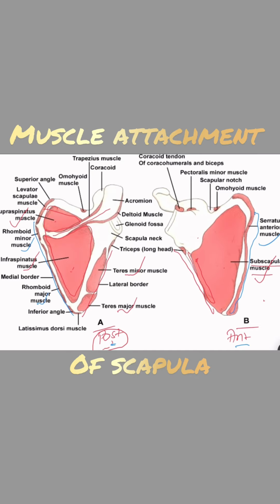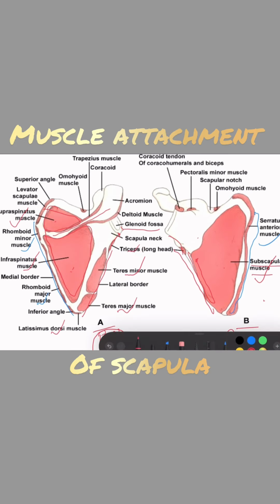Now for the angle, the superior angle is covered by trapezius muscle. And the inferior angle gives origin to latissimus dorsi muscle. The lateral angle bears the glenoid cavity or fossa which articulates with the head of the humerus to form the shoulder joint. Supraglenoid tubercle gives origin to long head of biceps. And infraglenoid tubercle gives origin to long head of triceps.